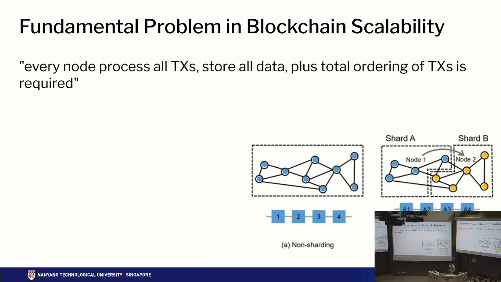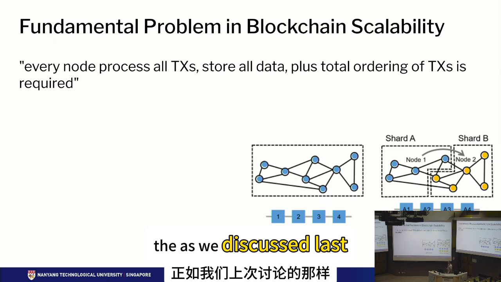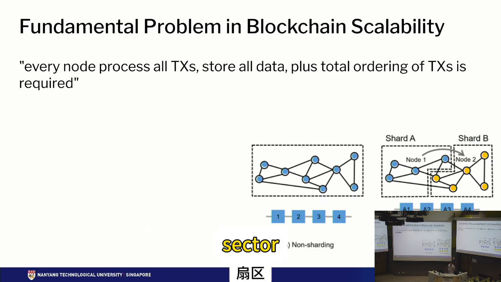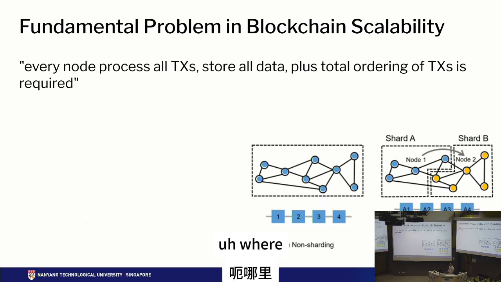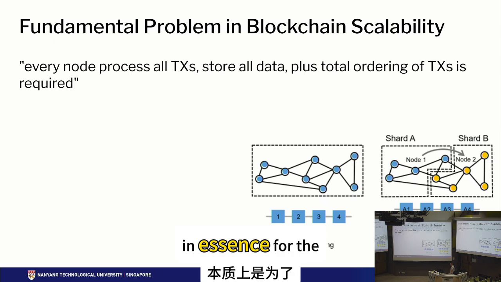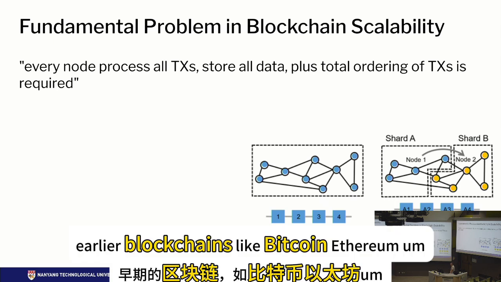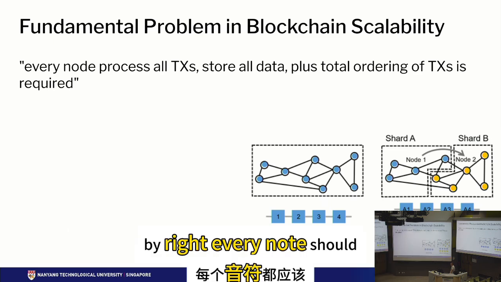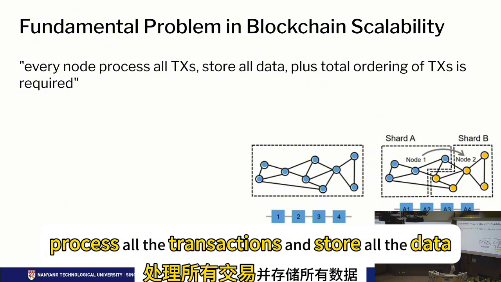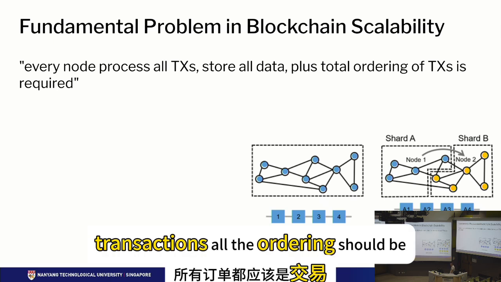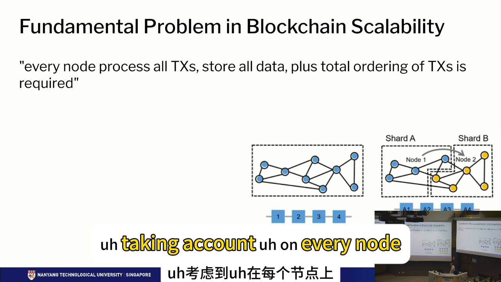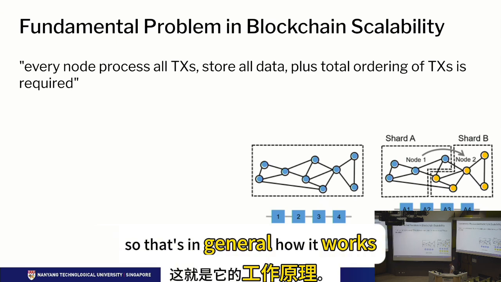As we discussed last session, we talk about the issues for blockchain scalability, where in essence for the earlier blockchains like Bitcoin, Ethereum, by right, every node should process all the transactions and store all the data. Also, all the transactions or the ordering should be taken into account on every node. So that's in general how it works.